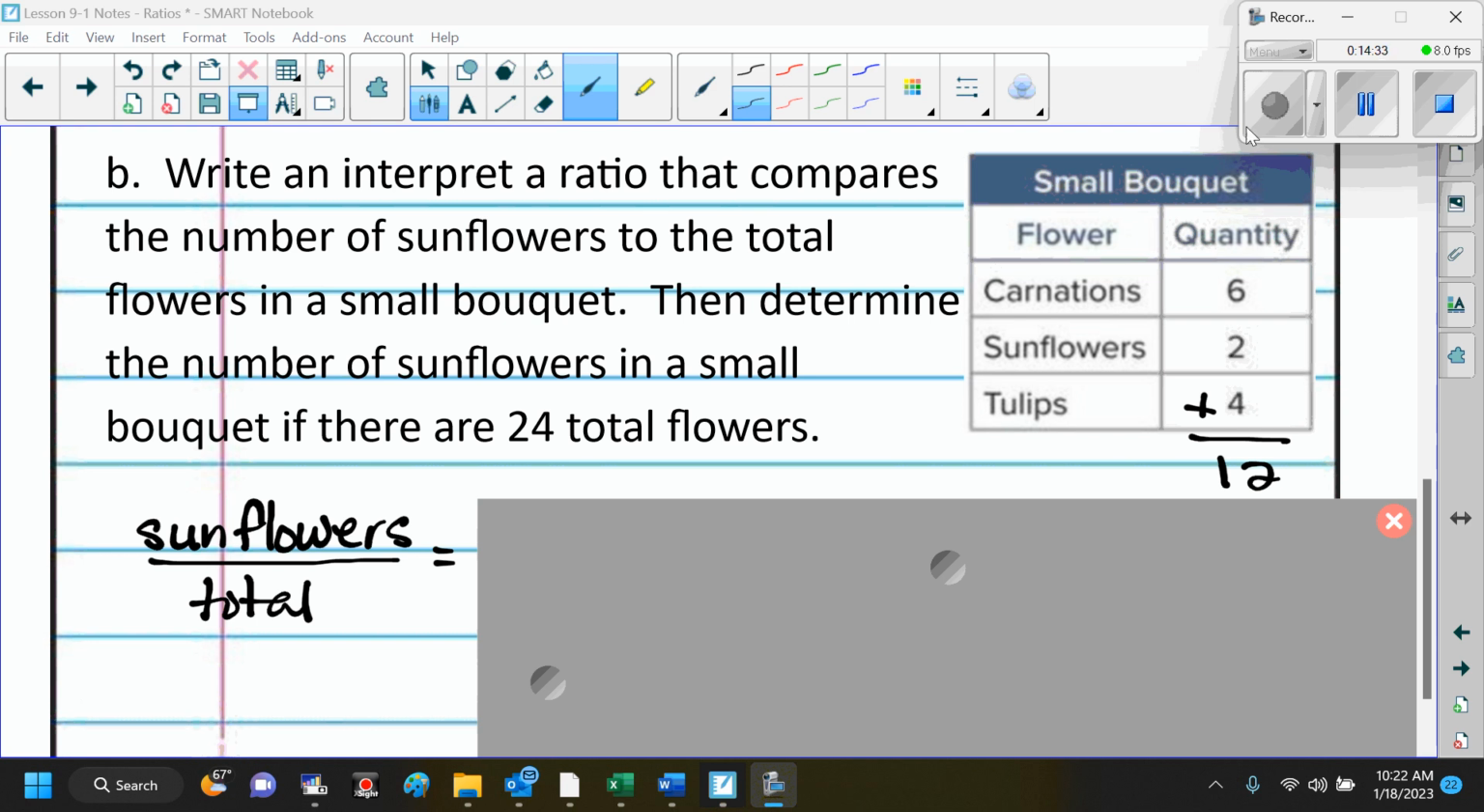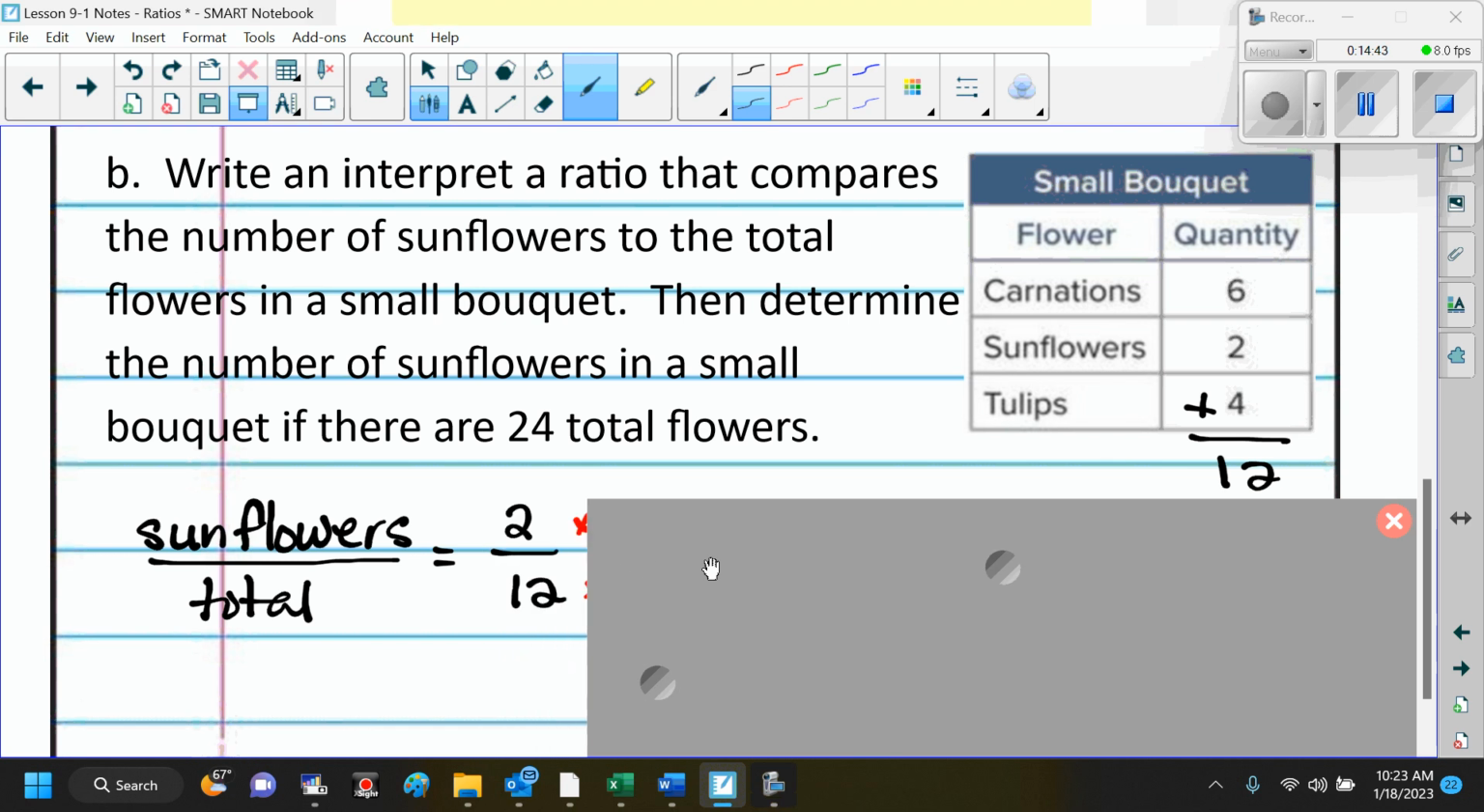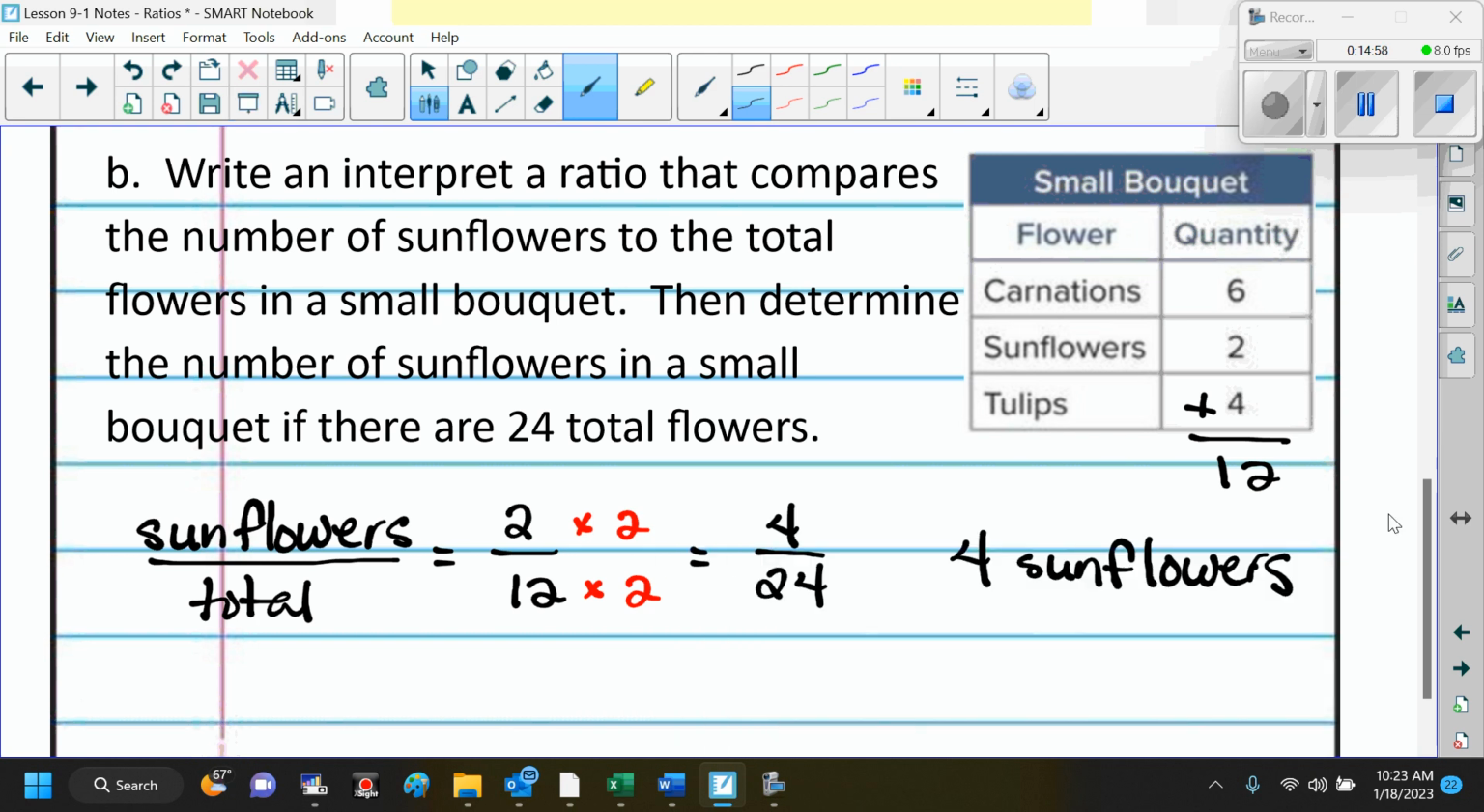So what's my original ratio that I'm going to put in here? How many sunflowers in a small bouquet? 2 to a total of 12. So that's 2 to 12. And we want to get to 24 total flowers. So how do I get 12 to 24? Multiply by 2, and that's going to give us 4 over 24, which the answer then is 4 sunflowers. Is everybody clear? You need to make sure you write down that final answer.